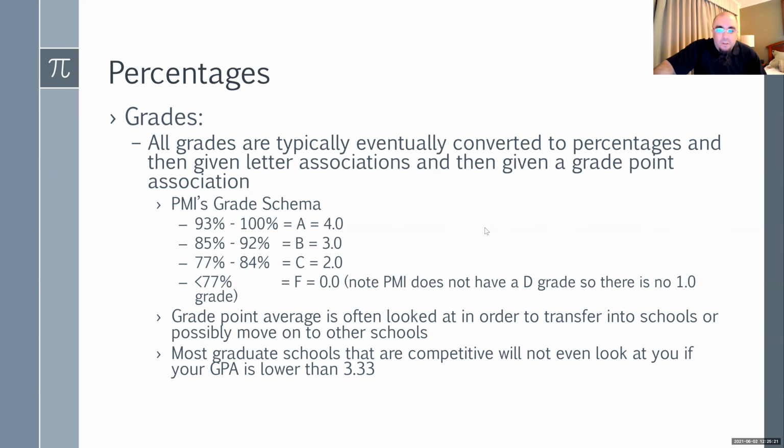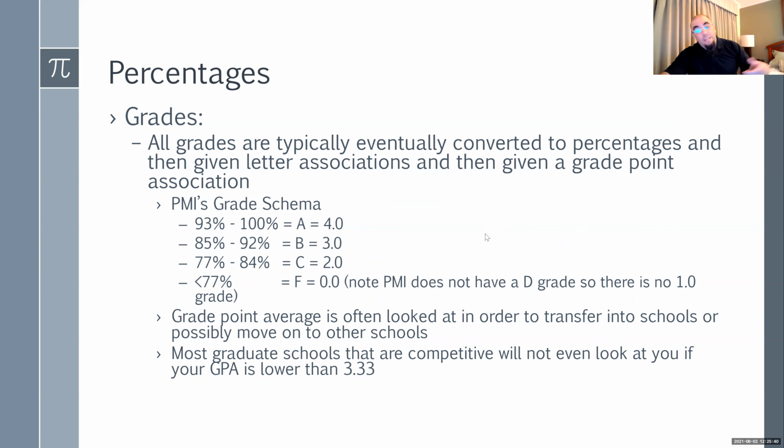Grade point average is often looked at in order to transfer into other schools. Most graduate schools that are competitive will not even look at you unless your GPA is about 3.33. Does that mean that something like University of Phoenix might look at you? No, they'll probably look at you because, again, typically they're in it more for the money.